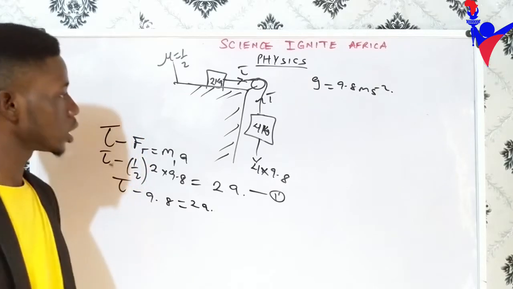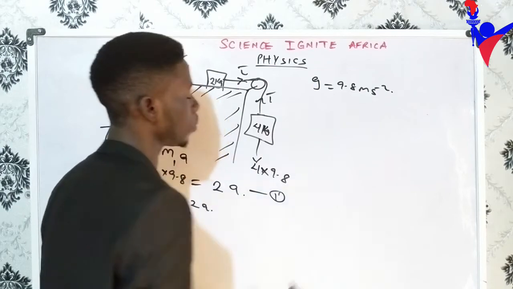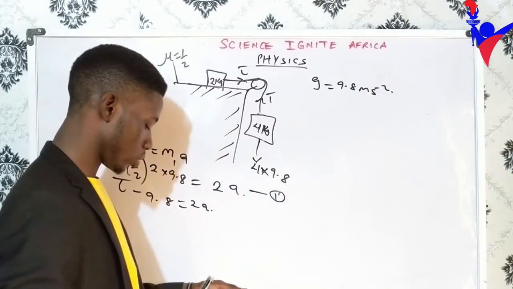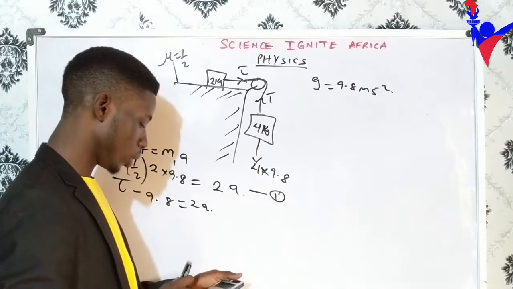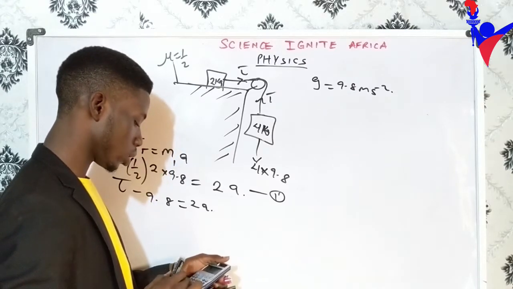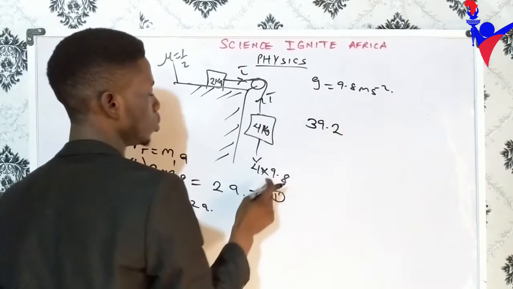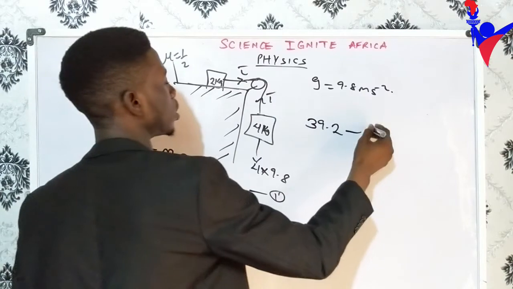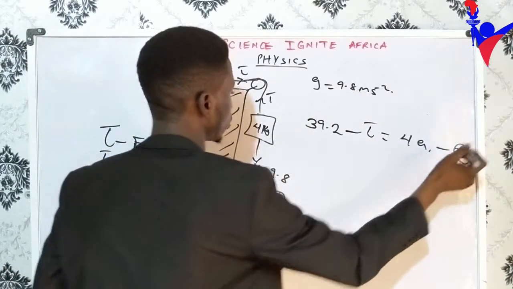Now let's take the second case as well, which is this axis. So we will have 4 times 9.8. Let me use my calculator. 4 times 9.8 is 39.2. So we have 39.2, which is the weight, minus the tension, equals 4 times the acceleration. So this is equation 2.